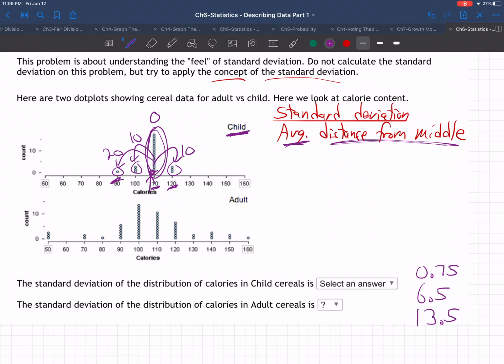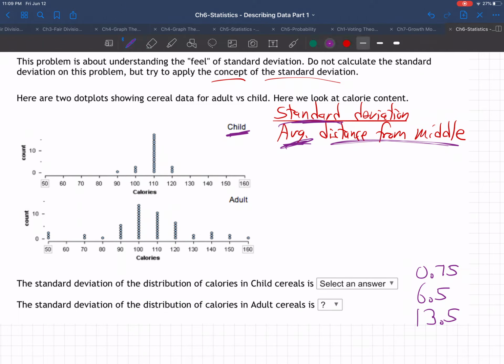Remember, we're saying how far are they from the middle, because that's what standard deviation is, average distance from the middle. So most of them are right on the middle, 0. A couple of them are 10, 10, and 20. If you were to average those, now what's the average? There's a whole bunch of zeros.